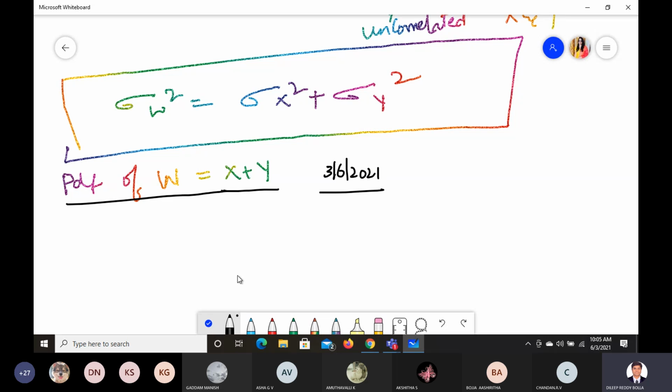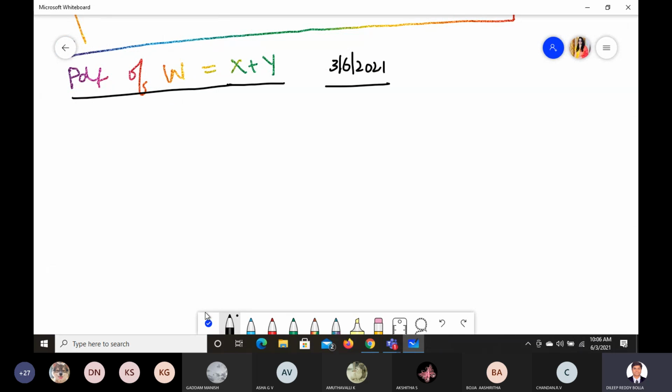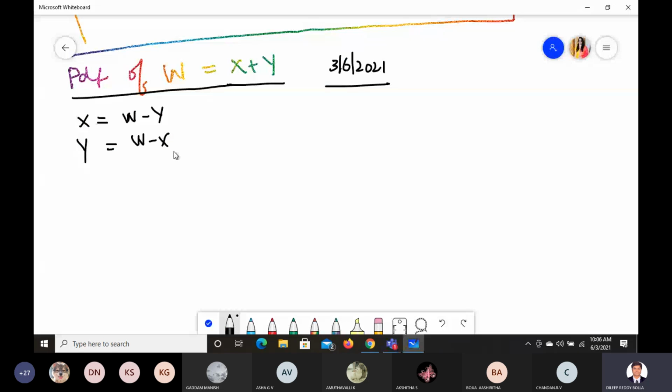We'll continue from here. The basic idea is, we know that w equals x minus y. Similarly, from this expression, what is x then? x equals w minus y. Similarly, y equals w minus x. So this is the understanding we have. Correct? Okay. Yes.